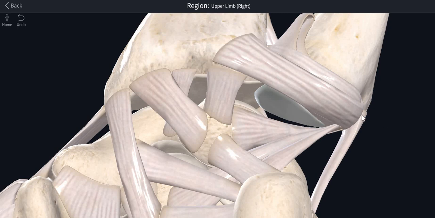Its proximal surface, which is the superior surface of it, articulates with the head of the ulna directly, and its distal surface articulates with the triquetrum.